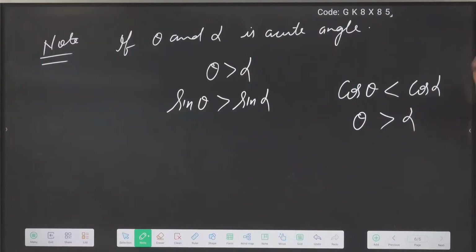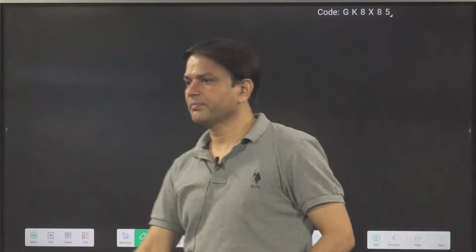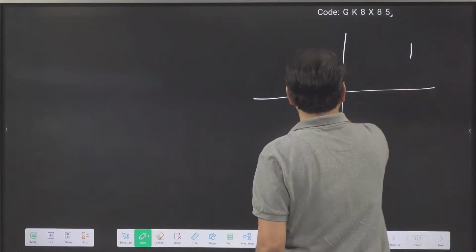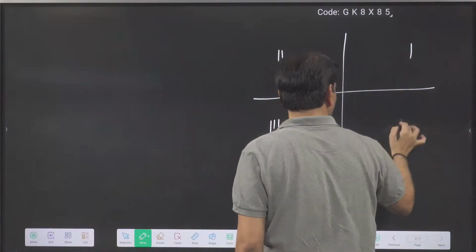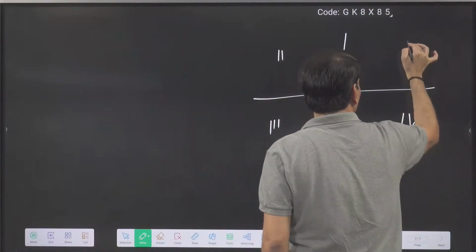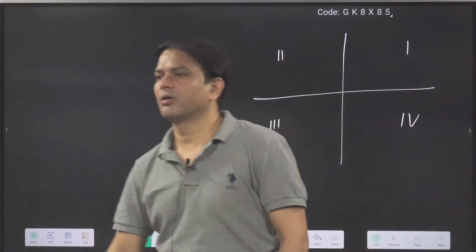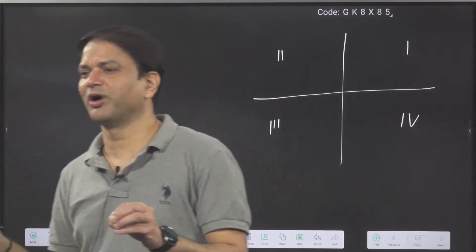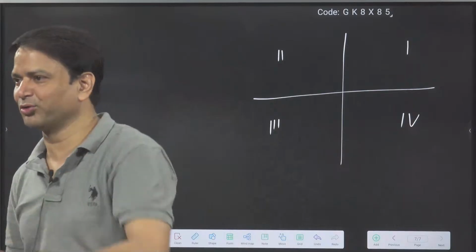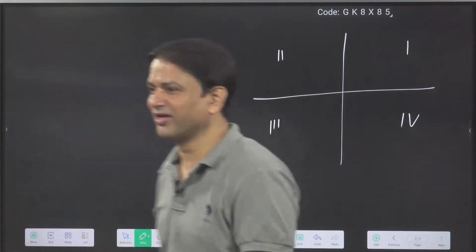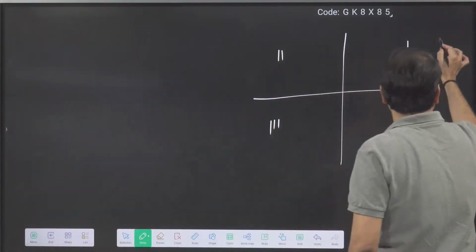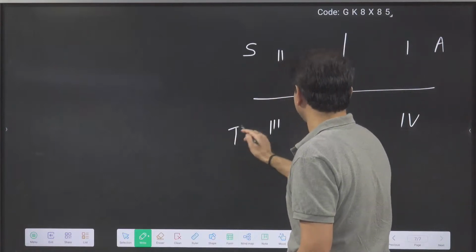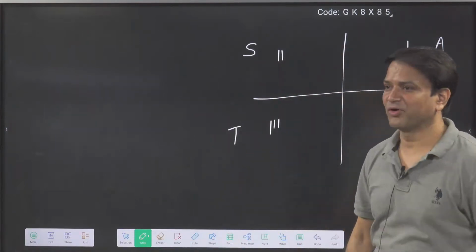Completed? Okay. Now this rule you have mugged up, whether you know how to apply it or not, I don't know, but everybody knows this rule: all silver teacup. Immediately the people said A S T C. Okay, what is that rule?